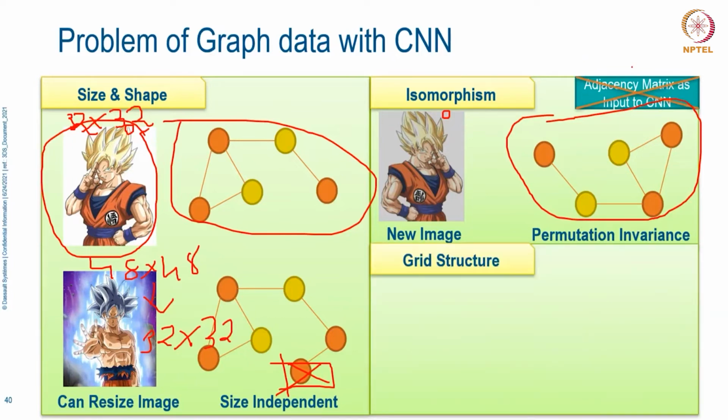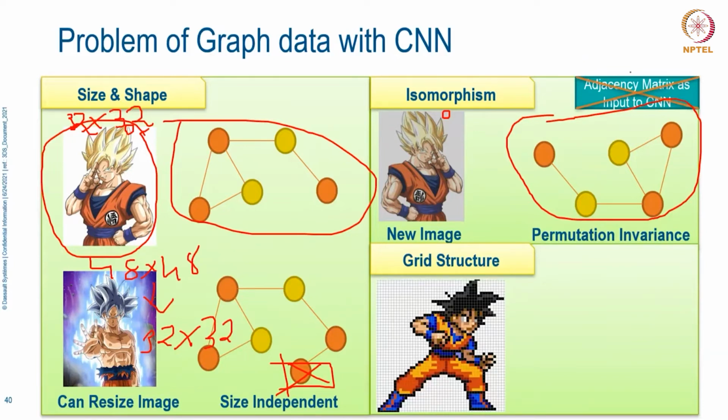The third is the grid structure. Images are well defined in grid space. The pixels are aligned, and there are a number of rows and columns. Based on those i, j values, we get the signal of that pixel. But that is not true for graphs. Graphs are randomly spaced, and they do not follow a proper grid structure as images do. These are the three main problems why graphs cannot be used directly with CNN. We need to process them somehow differently compared to images.